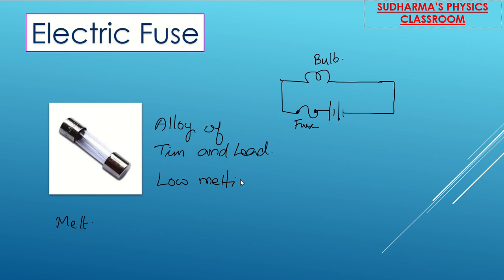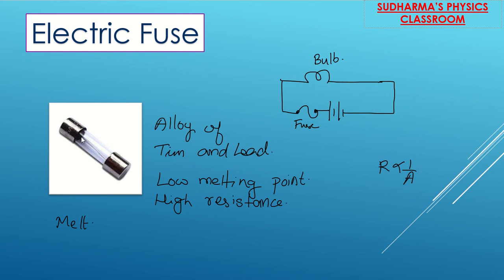Okay, it has a low melting point, and see, the area is very small, right? When the area is very small, what happens? Resistance is inversely proportional to the area of cross section. When the wire is thin, the resistance will be more. High resistance. Okay? To make it more resistant, that is why we are making it into a very thin wire.